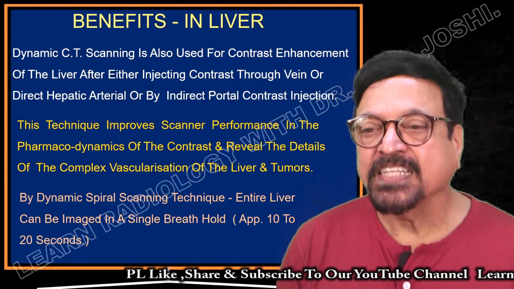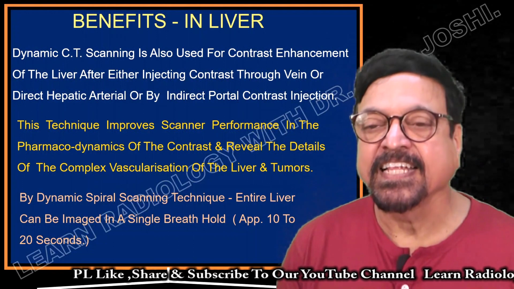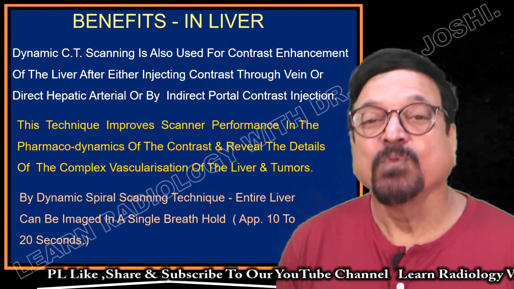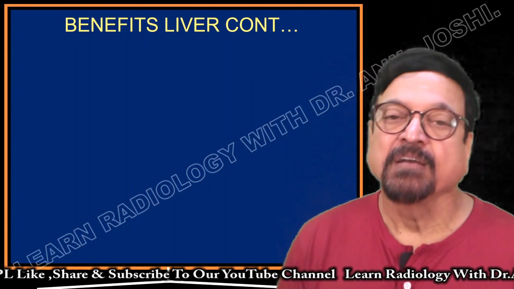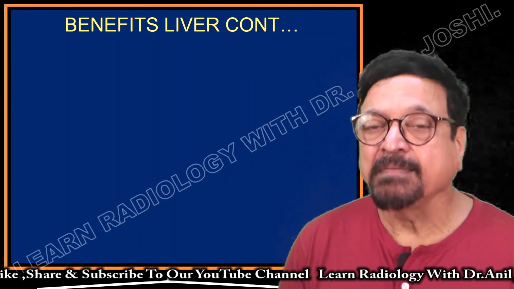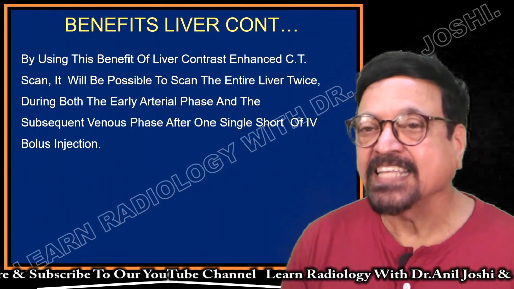By dynamic spiral scanning techniques, the entire liver can be scanned in a single breath, that is 10 to 20 seconds. Most important here is that we can differentiate different types of SOL. The particular problem is in hepatoma, metastasis and hemangiomas of the liver. There this technique is excellent.